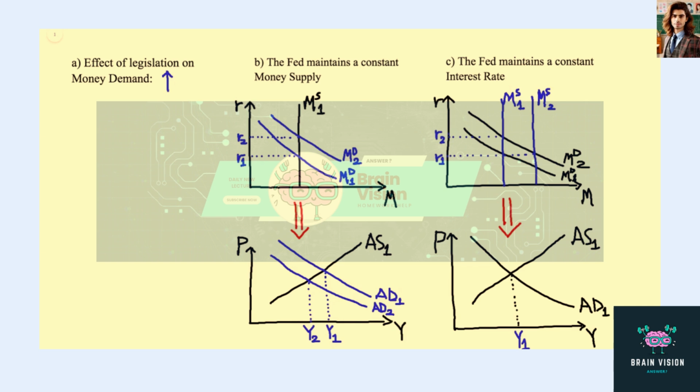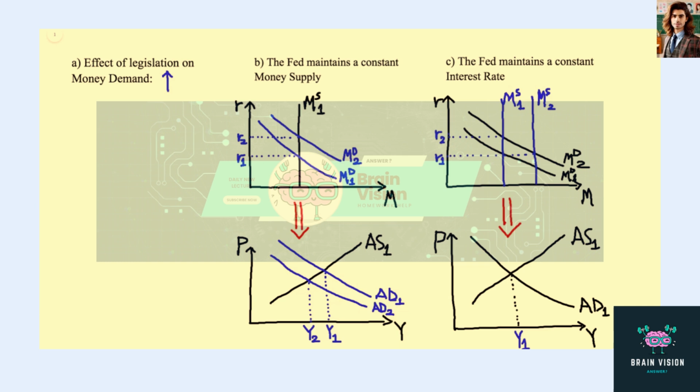Therefore, the aggregate demand curve will shift to the left, and the intersection of AD2 with the unaffected, of course, aggregate supply curve will result in a lower output, Y2. And also the price level will drop, even though we're not asked. The question doesn't ask for the price level, but it will also drop to P2 right here.